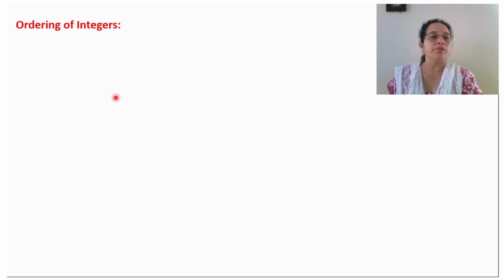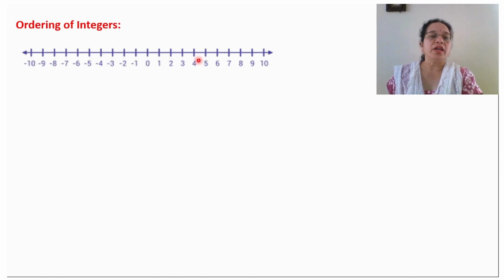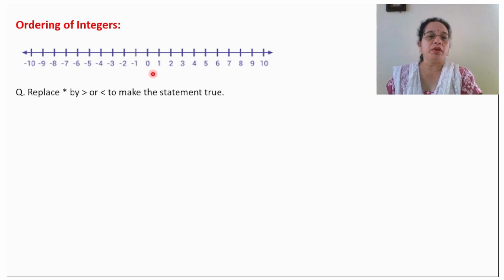So you can see that with the help of the number line you are able to write down the answer. Now ordering of integers. This is again a number line. On every slide I am making this number line because this number line is very important. With the help of the number line you can write down maximum answers from the integer chapter. So the concept of number line is very important. So replace the star by greater than or smaller than to make the statement true.